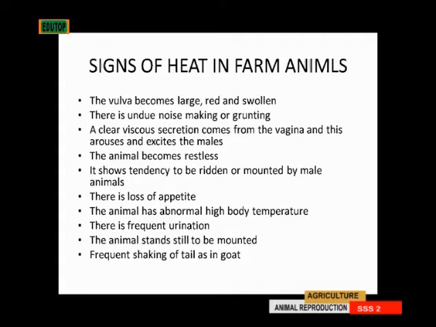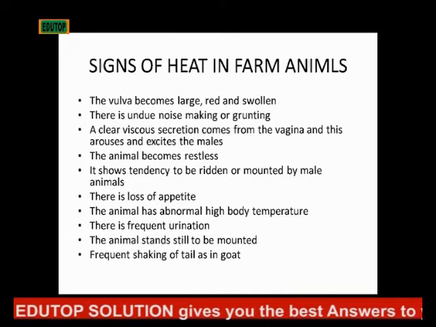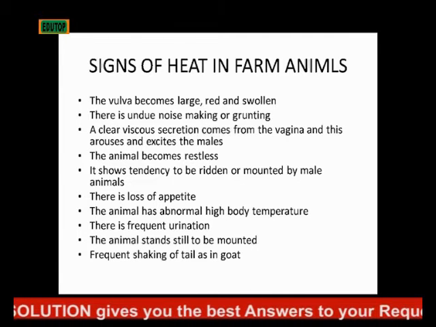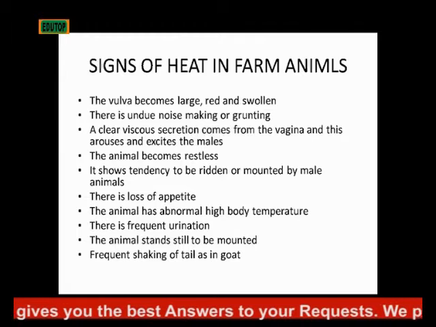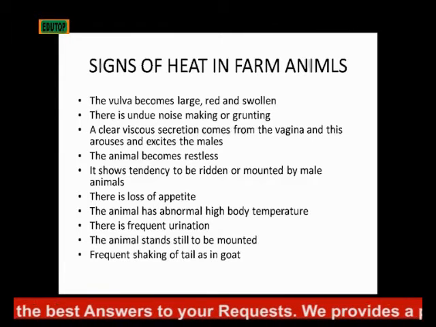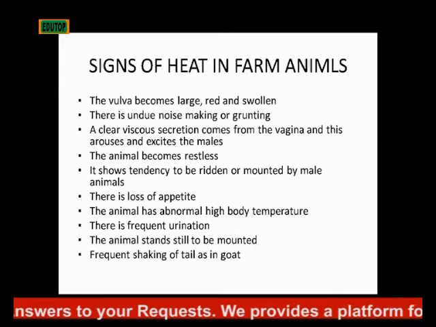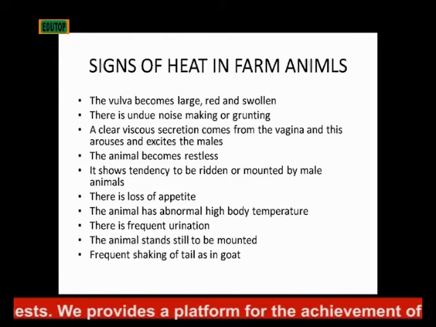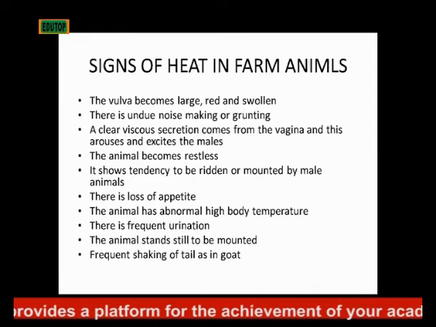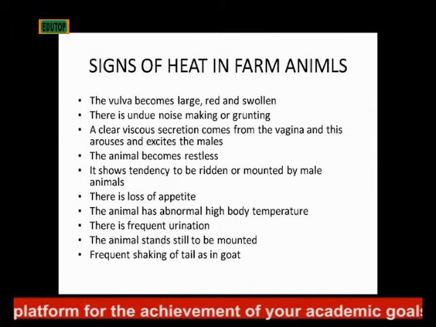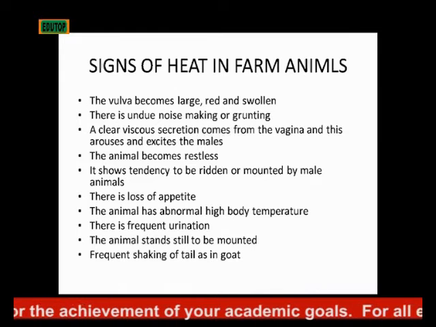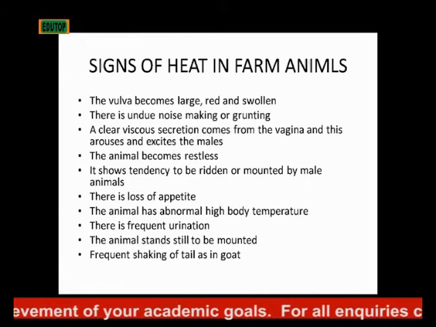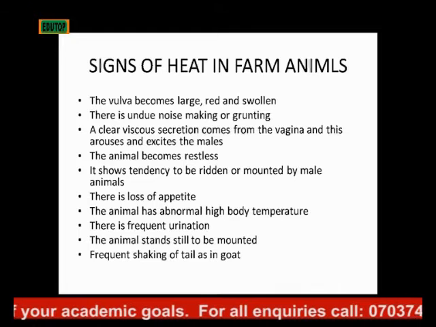First, the vulva becomes large, red, and swollen. Then there is undue noise making or grunting that the female animals show. Then there is a clear viscous secretion that comes out from the vagina, and this viscous liquid arouses and excites the male animal, telling it that this animal is ready for mating. The female animal on heat also becomes restless, up and down. Then it shows a tendency to be ridden or mounted by the male animal.